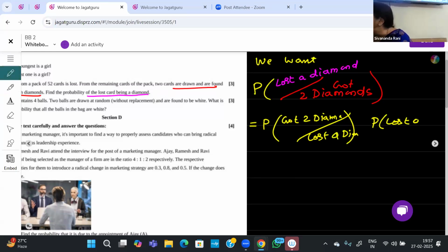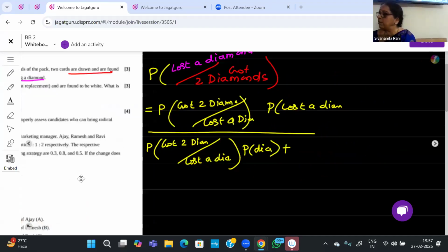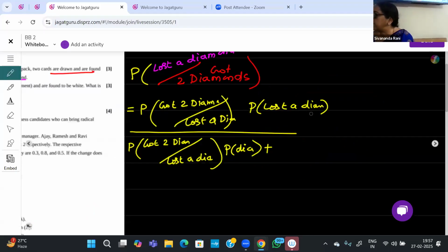Lost a diamond. Divided by, same thing, no? I got two diamonds and I lost a diamond, into the probability of the diamond. Plus, who's going to tell me what is the change that we bring in here?